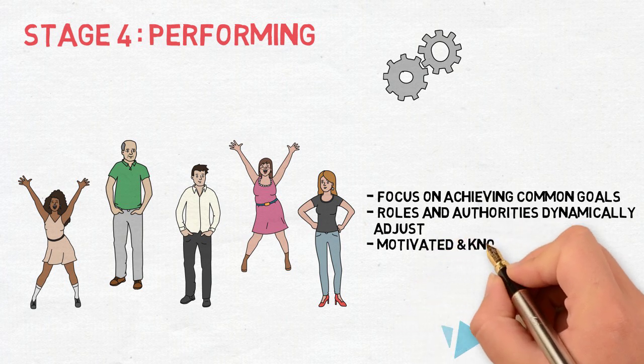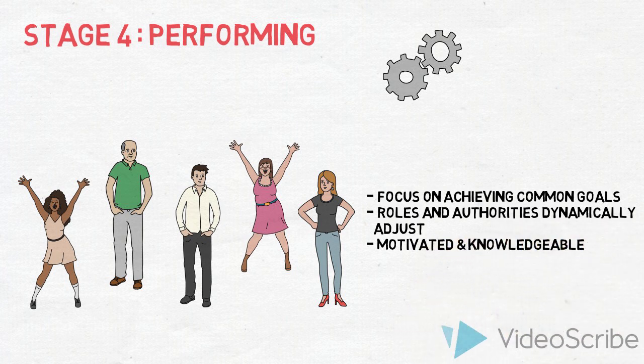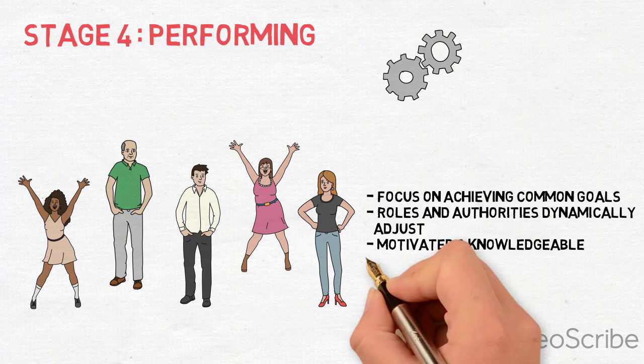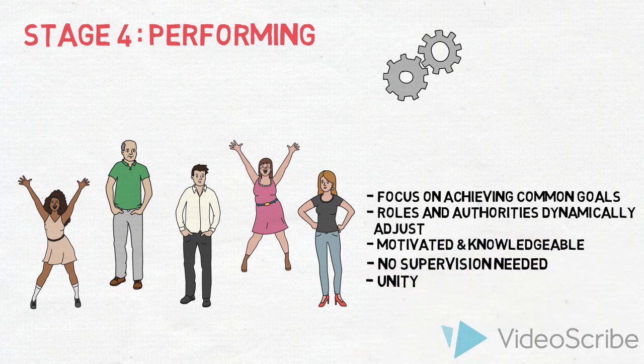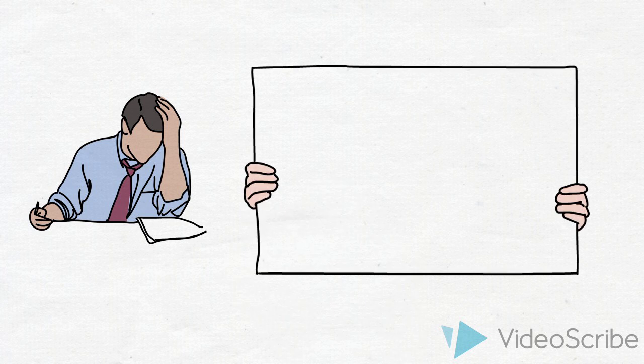The team members are now competent, autonomous and able to handle the decision-making process without supervision. There is unity, group identity is complete, group morale is high, and group loyalty is intense. Here's some advice for Jack.